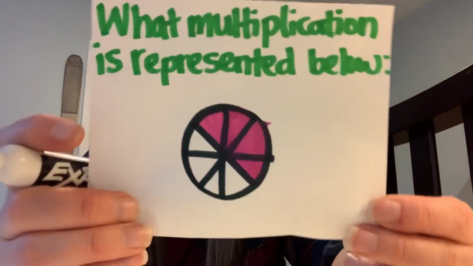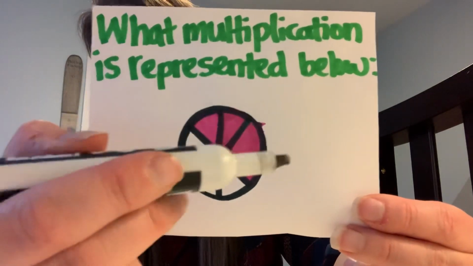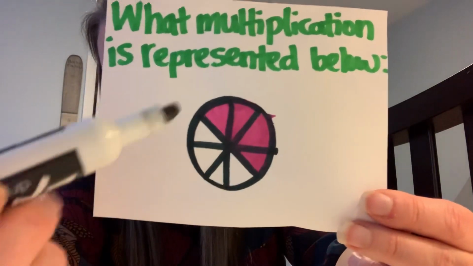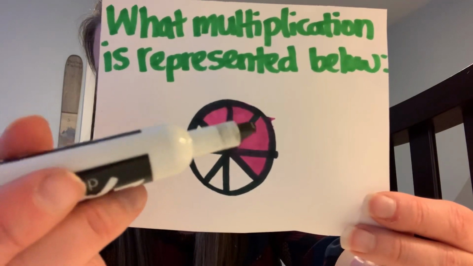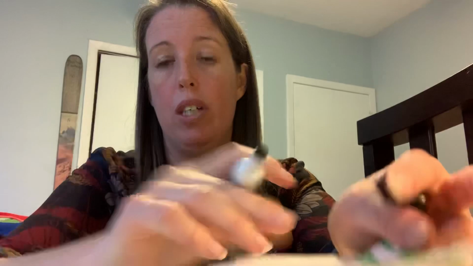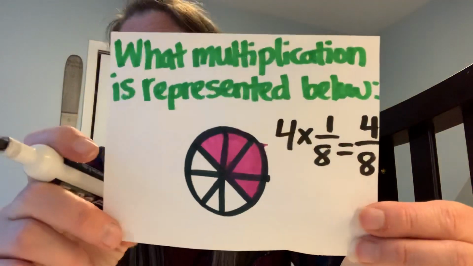How about this one? It's all on one whole, but my whole was split. There's that pizza. Split into 8 pieces. I have 1, 2, 3, 4. So I have 4 1/8 pieces, and it equals 4/8.